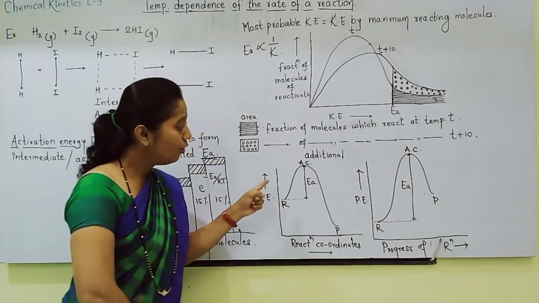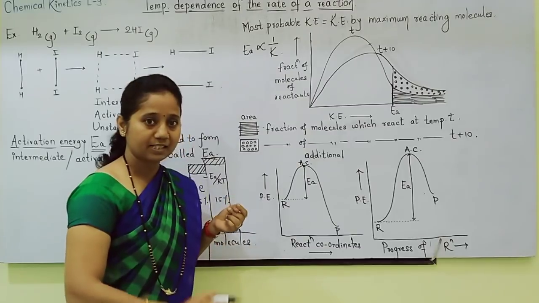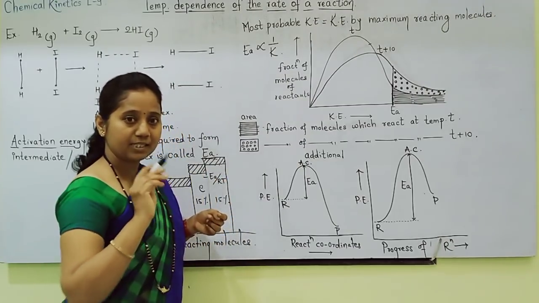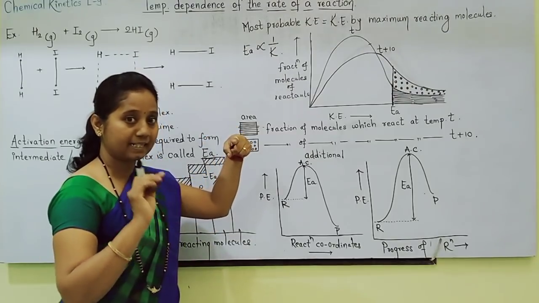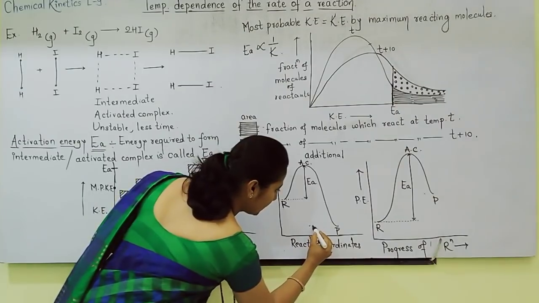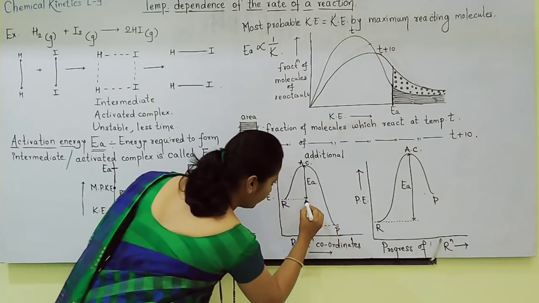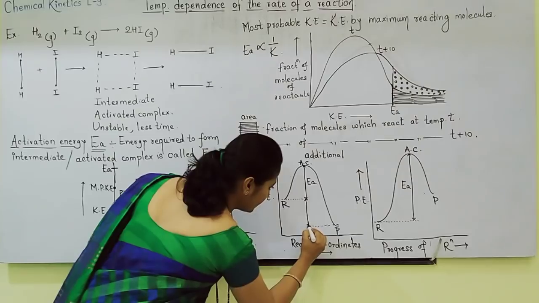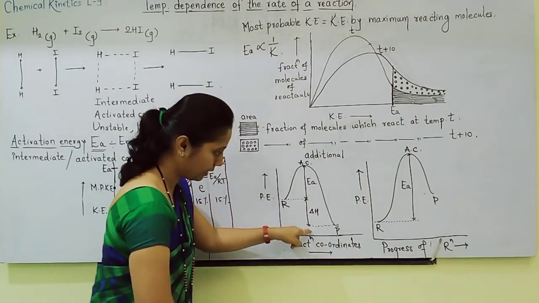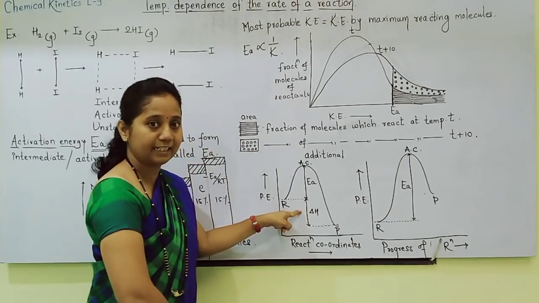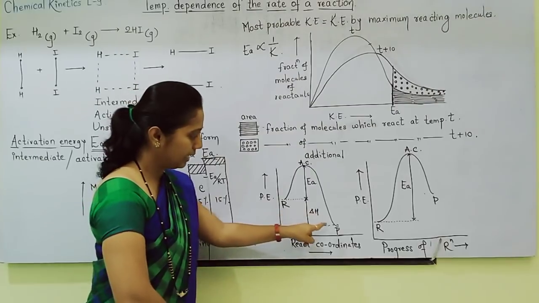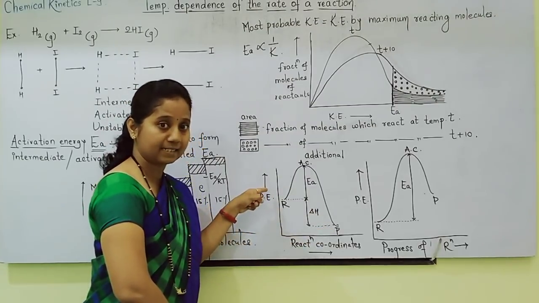Now, what is difference in these two graphs? Delta H, let us find out, change in enthalpy. Delta H means difference between enthalpy of reactants and products. So here reactants, here are products, students. So between them whatever gap is there, that is delta H. Reactants and products, difference is called as delta H. Enthalpy change is delta H. How to calculate delta H?